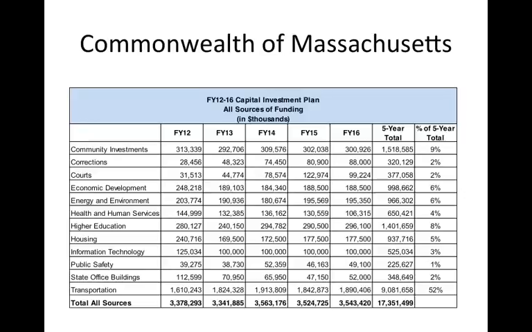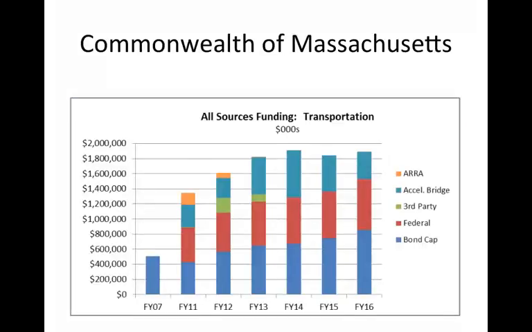Here's an example of information I found on the state of Massachusetts, the Commonwealth of Massachusetts website. Their capital investment plan for 5 years, the current year and the 4 years that follow. And here they show the variety of types of investments in capital assets they need to make. Not surprisingly, for a state, half of it is transportation. That's something that's going to be common for states because transportation spending is such a significant portion of their infrastructure. State highways and state bridges and things like that.